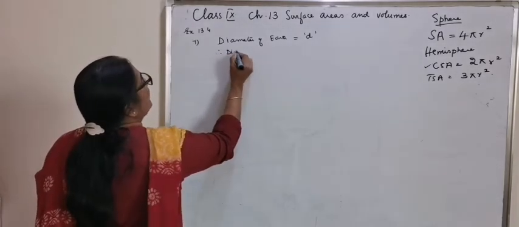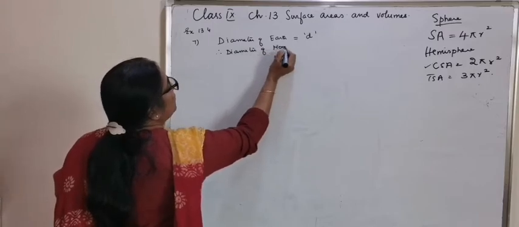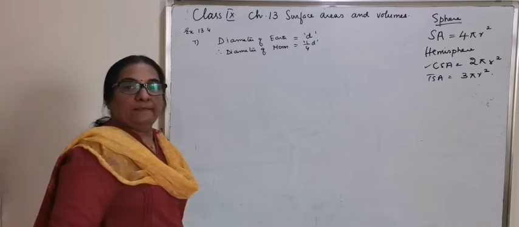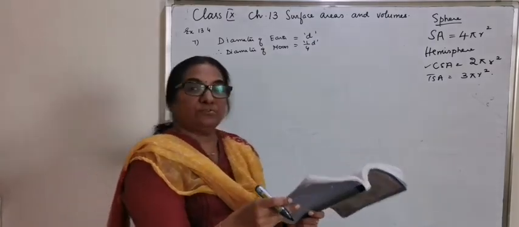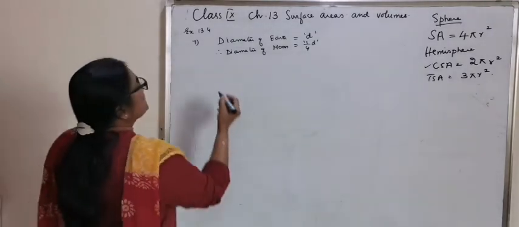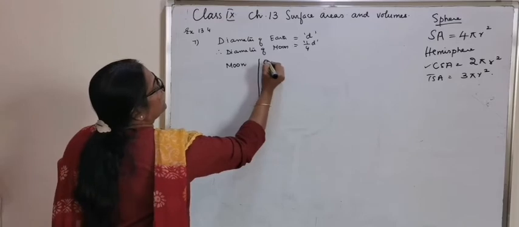Therefore, what's the diameter of the moon? It is 1/4. Diameter of moon is equal to 1/4 d. Now, you have to find out the ratio of their surface areas. Let's write it as moon and earth.